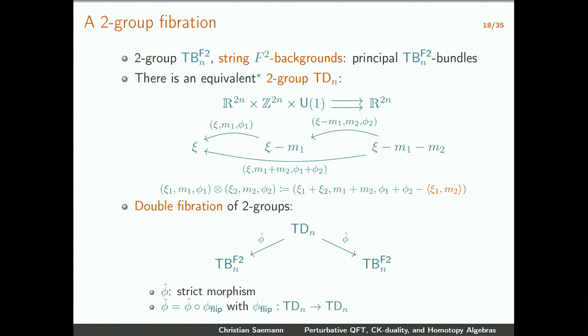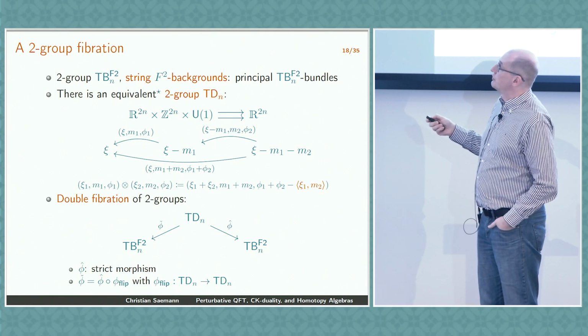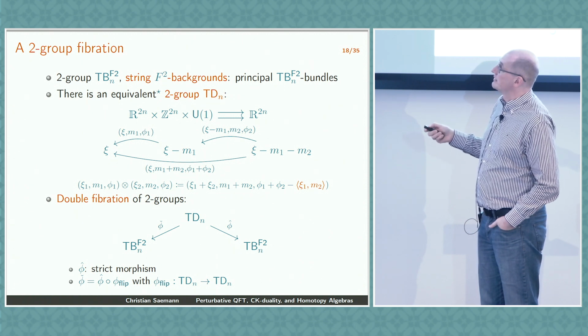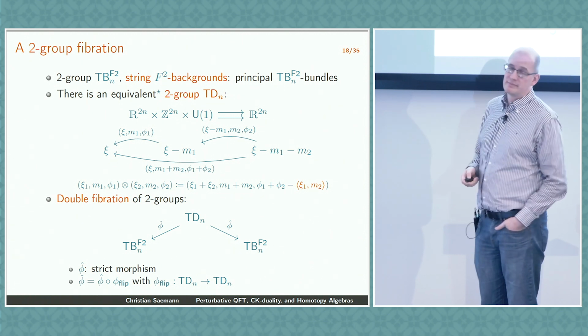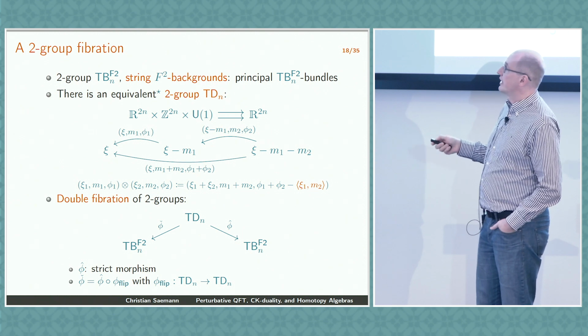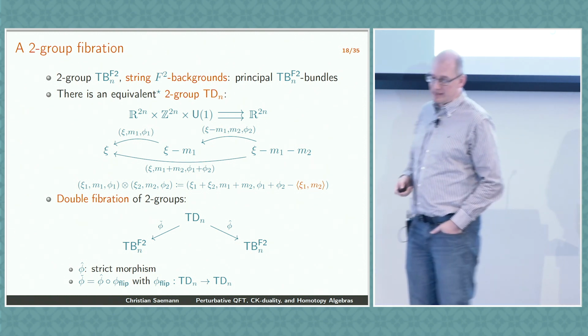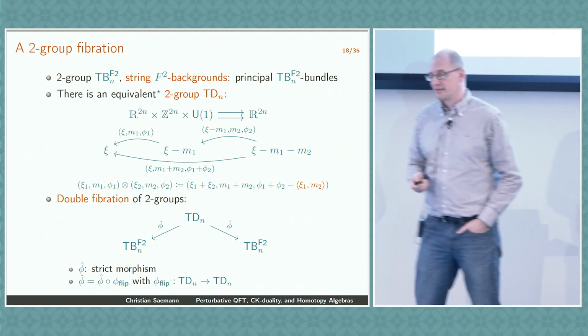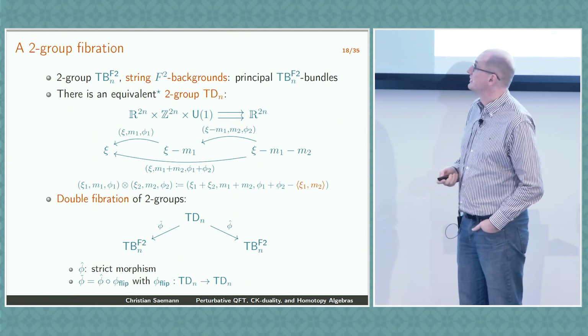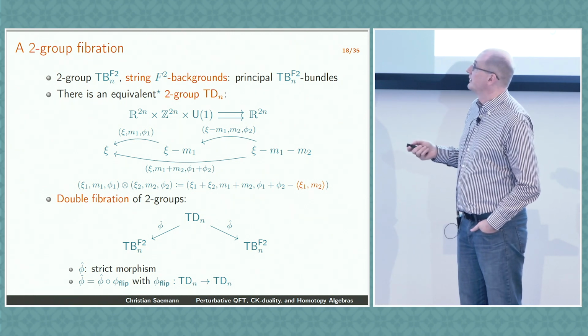And this looks as follows. It's incredibly simple, and this is why I write it down. So it's just R^2N as the objects, and these are the morphisms: R^2N, Z^2N, U1, right? And all the maps are incredibly simple and incredibly explicit, right? So there's no complicated computations, a little bit of linear algebra that you need to do. And that's all there is, right?